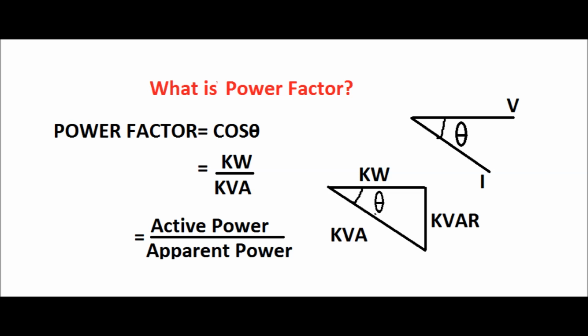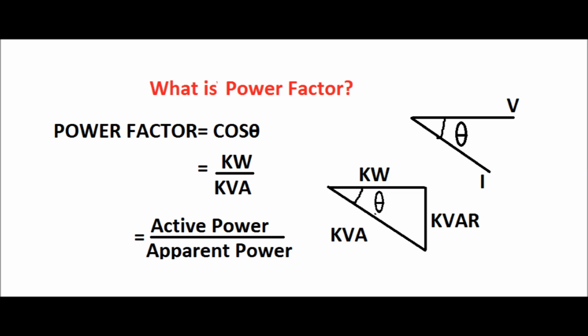A capacitor bank in a substation is used to improve the power factor of the system. Now what is the power factor? Power factor is defined as the cosine of the angle between voltage and current. If V is the voltage, I is the current, and theta is the angle between the voltage and current phasors, then power factor is equal to cos theta.